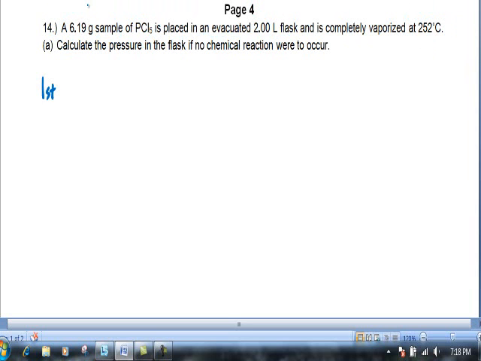Our first step, let's take the 6.19 gram sample and convert that into moles. Once we have it in terms of moles, we can use the ideal gas law to solve for the pressure in the flask.